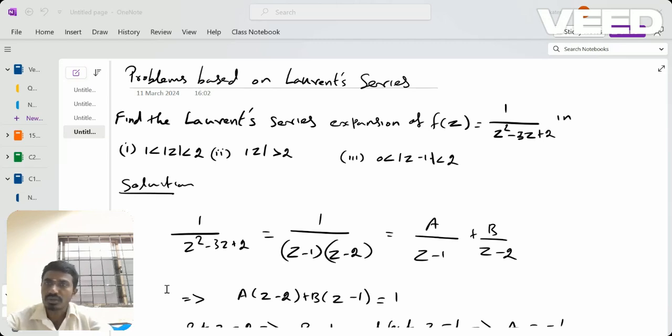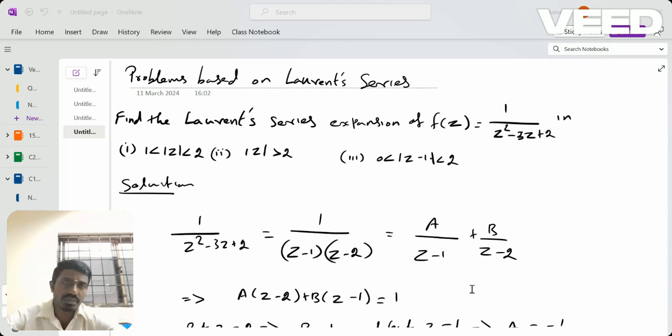Here we are going to find the values of a and b by substituting values for z. Substitute z equal to 2, then what do we get? So b equal to 1. And similarly, substitute z equal to 1, then you get a equal to minus 1. So f of z will become minus 1 by z minus 1 plus 1 by z minus 2. Now we are going to expand this as a Laurent series.